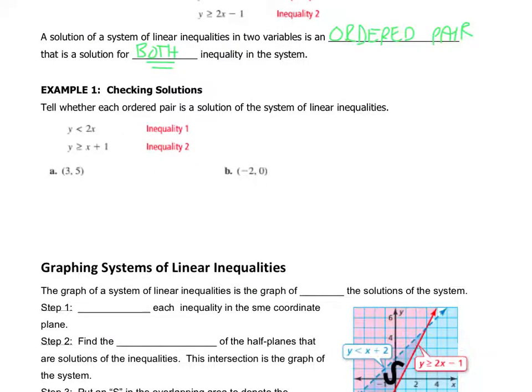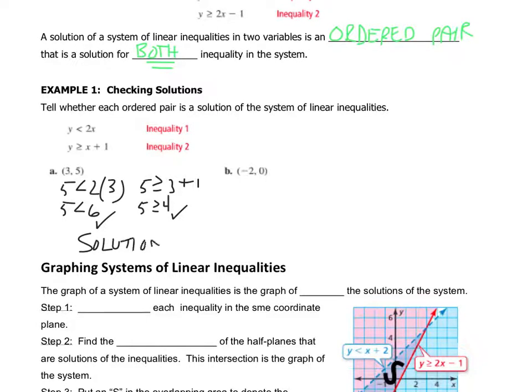So (3, 5). Is that a solution? So again, it's just a matter of plugging it in. So 5 and 3. If I just plug it into the first one, y is less than 2x. 5, is that less than 6? Yes. But remember, we also need it to work for the second inequality. So 5 is greater than or equal to 3 plus 1. So 5 is greater than or equal to 4. Yes. So that would definitely be a solution to that system.